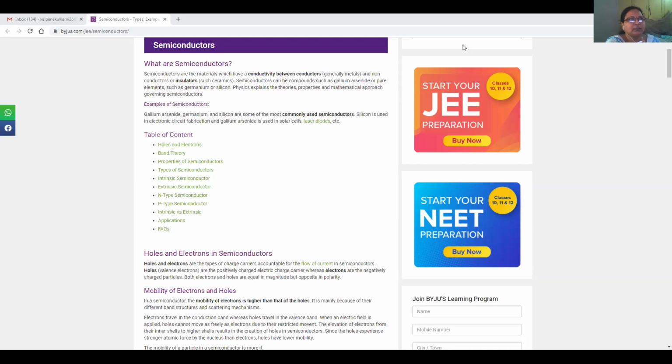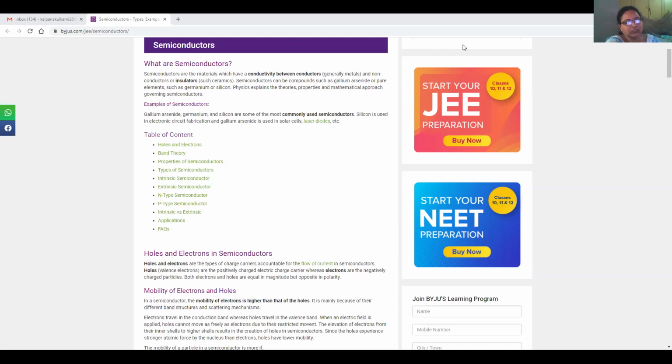So examples, as I told you, gallium arsenide, germanium and silicon are the most commonly used semiconductors. Out of it, silicon is generally used in electronic circuit fabrication and gallium arsenide is used in solar cells, laser diodes, etc.